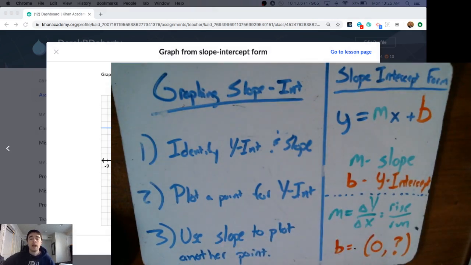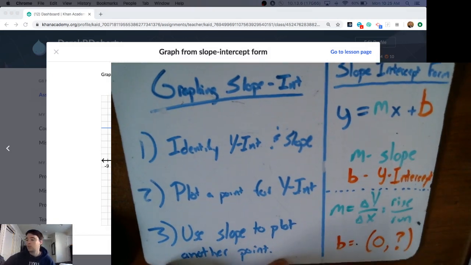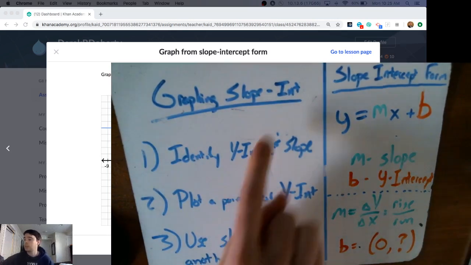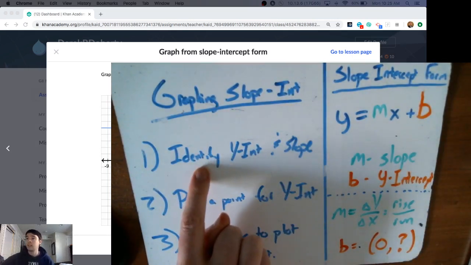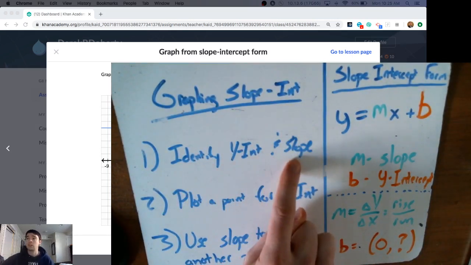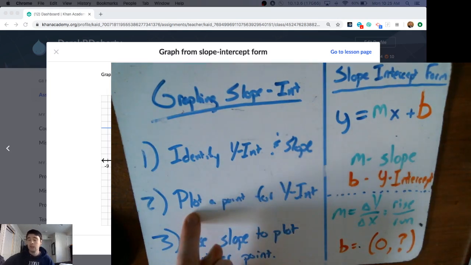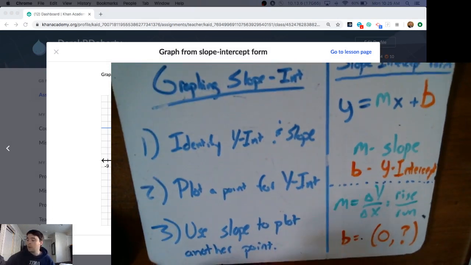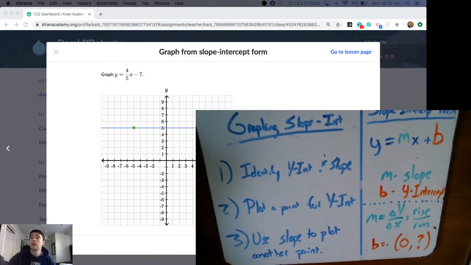When I'm asked to graph a linear equation given in slope-intercept form, to me it's a three-step process. The first thing I want to do is identify my y-intercept and my slope. Second, I'm going to plot a point for the y-intercept, the first point for that graph. And then third, I'm going to use the slope to take the y-intercept and track another point that will be on the graph. So let's see that in action.